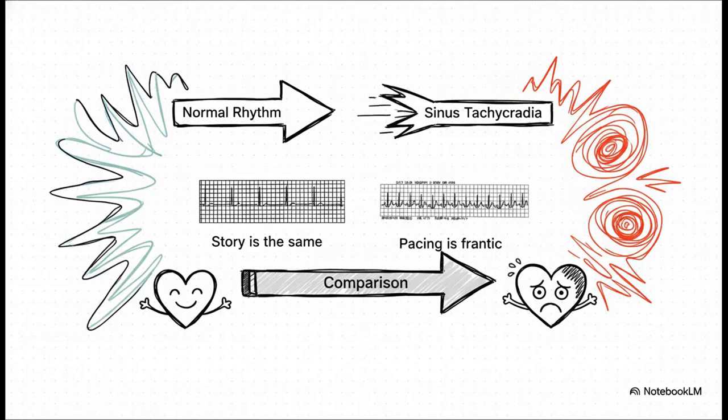Take a look at this comparison. On the left, we've got our normal rhythm, but on the right, that's sinus tachycardia. The shape of each beat is still normal, but notice how they're all crammed together. That's the heart just beating way too fast, over 100 beats per minute. The story is the same, but the pacing is absolutely frantic.